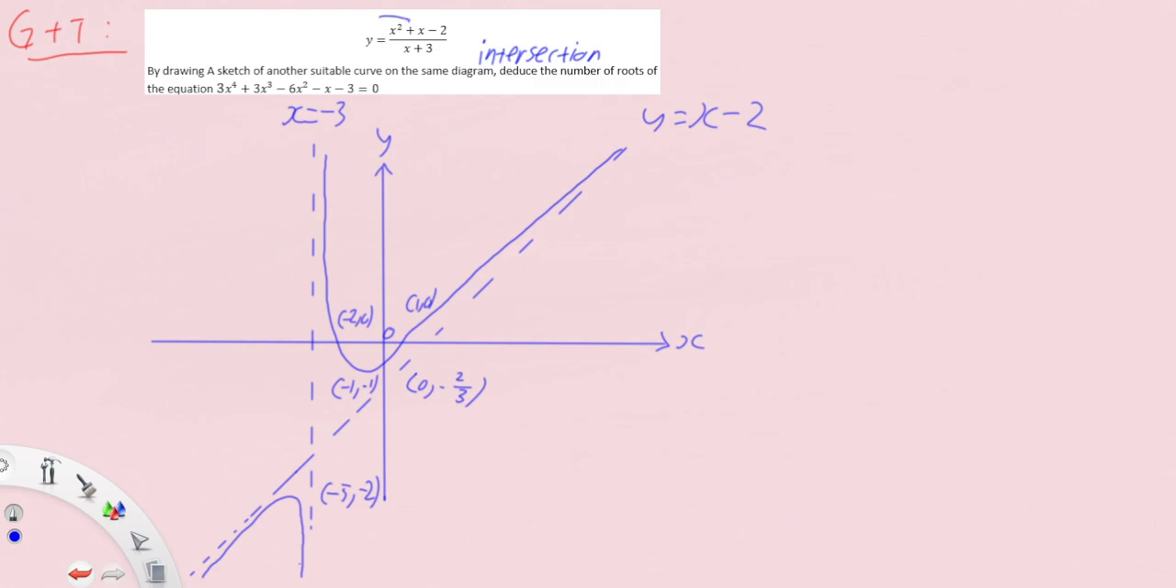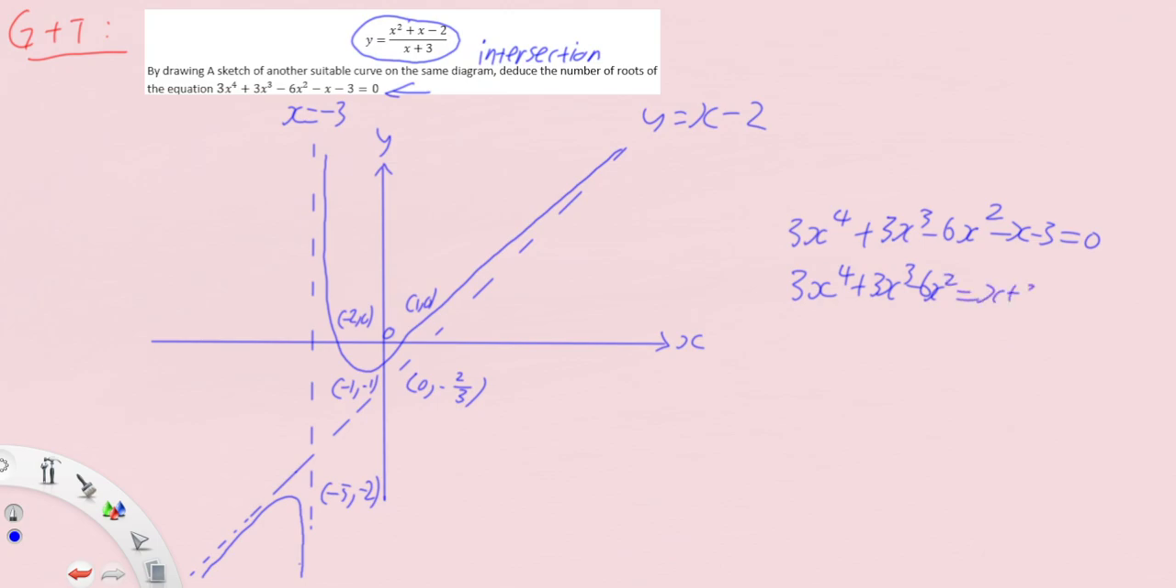Your goal is to get back this particular equation on either side, so either on the left hand side or on the right hand side from this equation right here. So what I'm going to do is I'm going to draw this out. I'll write out the equation, and you notice that, okay, we want to get that particular equation, so let's bring x plus 3 to the other side first. So we have 3x to the power 4 plus 3x cubed minus 6x squared equals x plus 3.